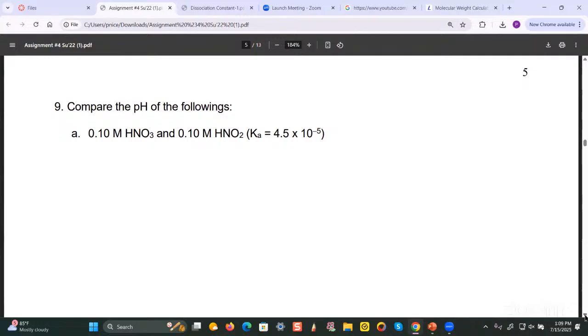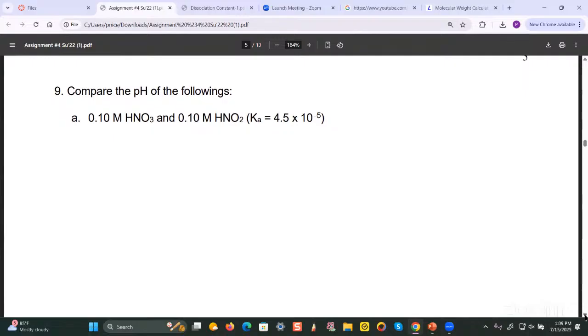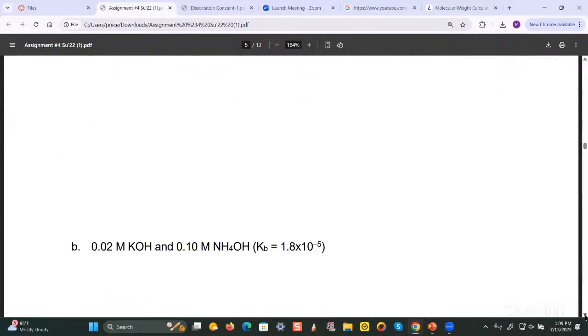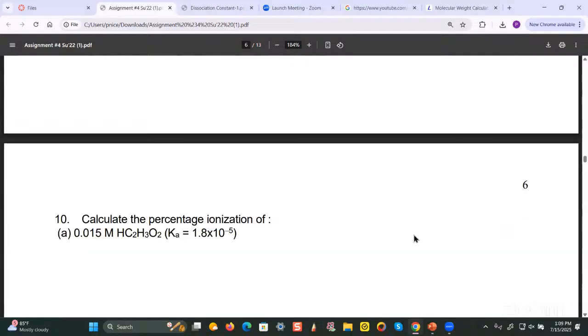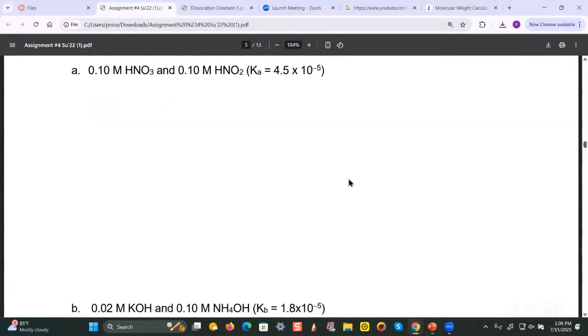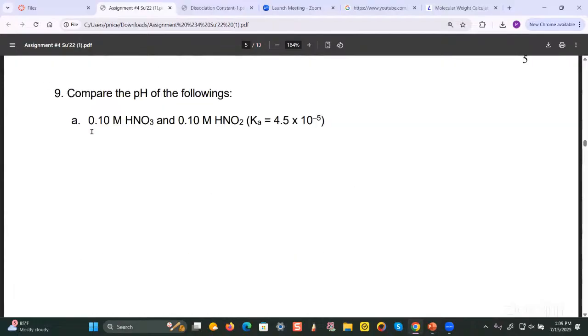Okay, I'm gonna leave you guys to do question 9A and 9B. Basically, what they're asking you to do is to compare the pH of 0.10 M nitric acid and 0.10 M nitrous acid, right? So let me just give you a brief overview of what you're gonna do. You should recognize firstly that nitric acid is a strong acid, and therefore nitrous acid will be a weak acid.